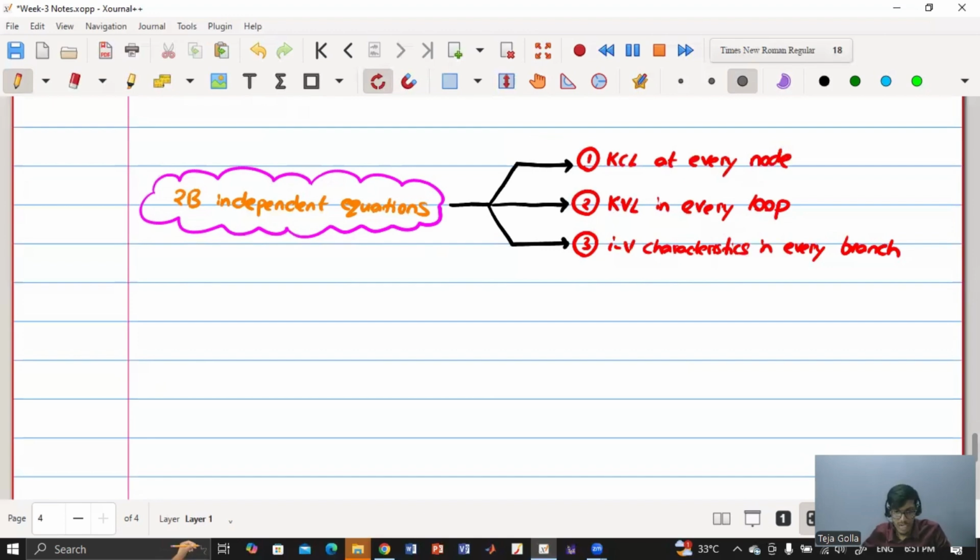Say some branch has resistor and inductor. I know that voltage across the resistor is I into R, and I know the voltage across the inductor is L into di by dt. So that will give me one equation, right? Similarly, in every branch, we'll apply IV equation. So each branch will give one equation. Agree?